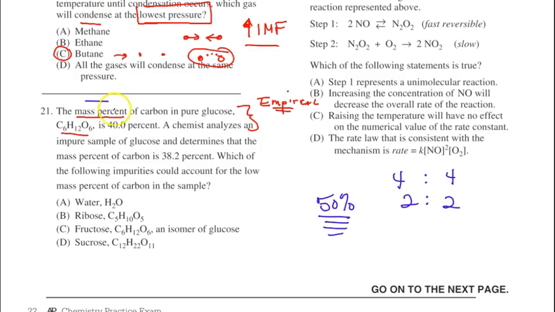So the mass percentage is 40%. A chemist analyzes an impure sample of glucose and determines that the mass percent is below that. So we're below that. We've got a negative percent error. Which of the following impurities could account for a lower mass percentage of carbon in the sample? Well, let's look at some examples. Let's look at ribose. Ribose is C5H10O5. If you notice something, it's a 1 to 2 to 1 ratio of carbon to hydrogen to oxygen.